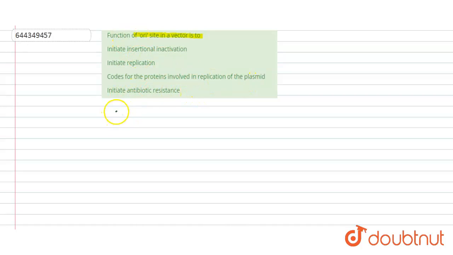So first of all, a vector is a vehicle molecule used to carry the foreign DNA, and the major characteristics of a vector is it should have ORI. What is ORI? We will see it just later. And secondly, it should have a certain selectable marker. That selectable marker could be antibiotic resistance, blue-white screening. So it could be anything, and it should have selectable markers.